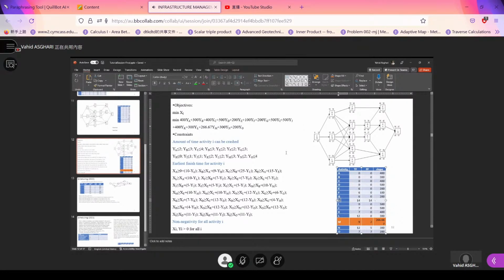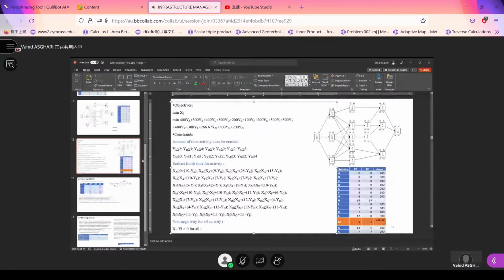This is the objective. There will be 3 sets of limitations. The first is the amount of time activity I can be crashed. We cannot crash, let's say the contractor that came to your place to paint your house might be able to paint your place in 8 days, but it is impossible to paint a whole flat in 1 day. So we need to remember that the days that can be crashed should be less than or equal to their maximum amount.